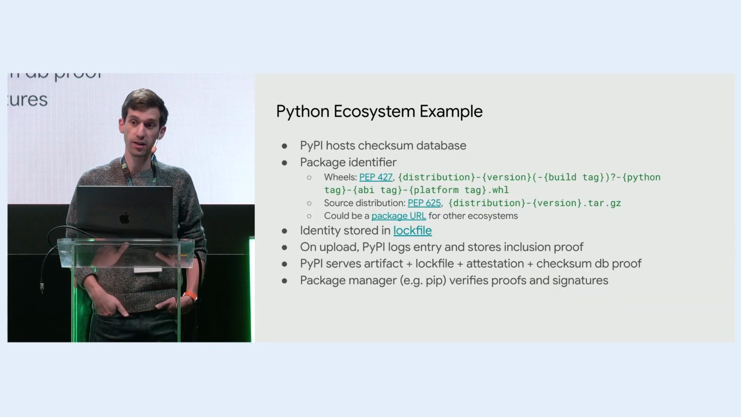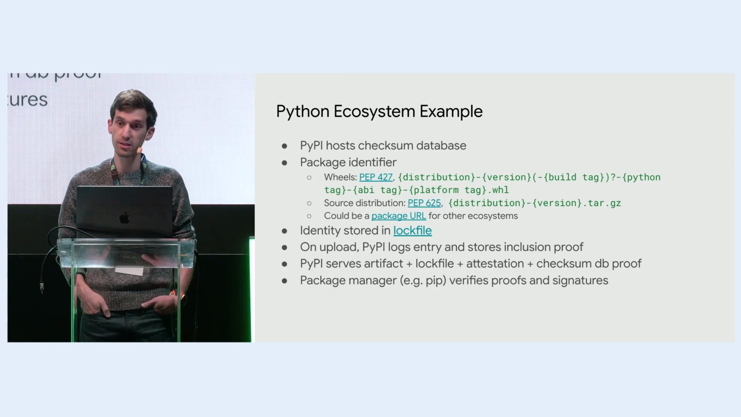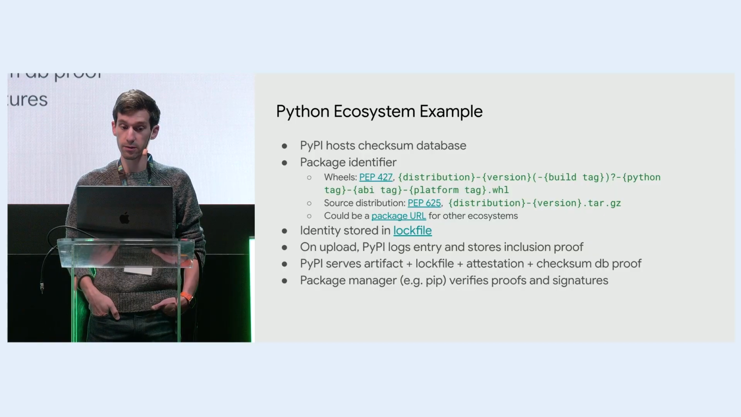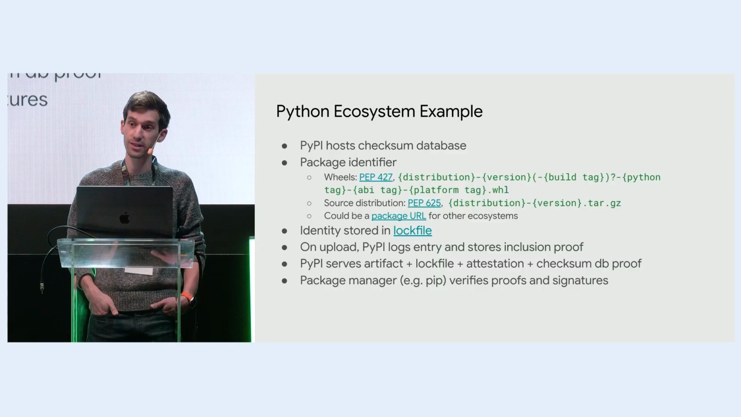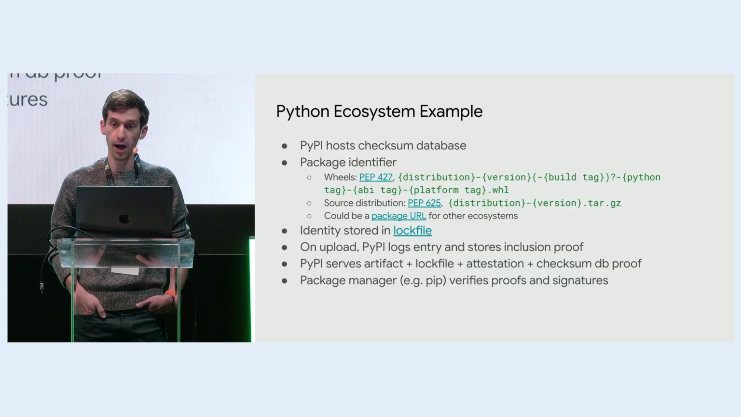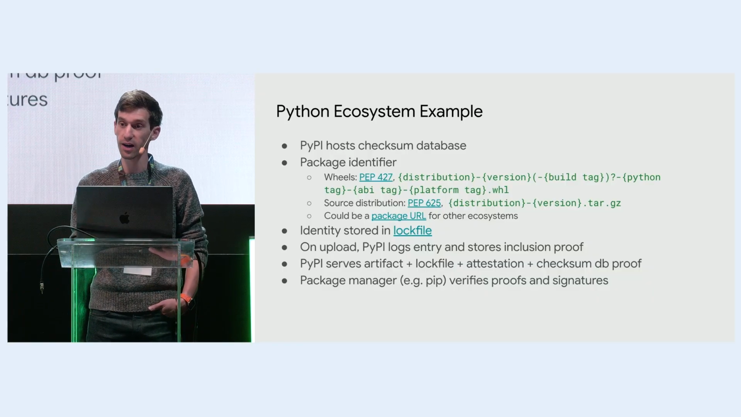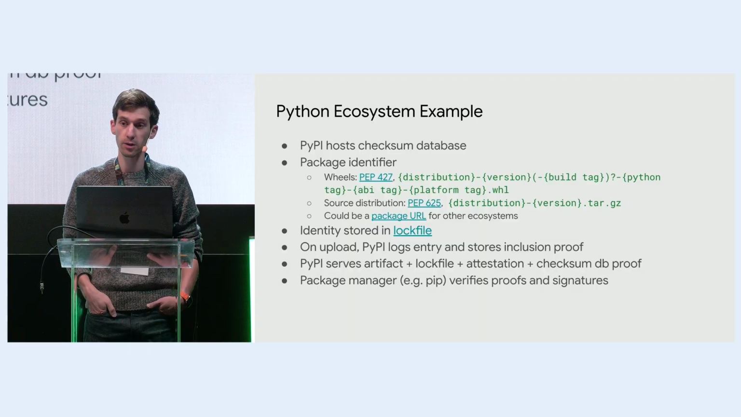So let's put all this together for a real-world example. And this is the proposal for what we'd like to add to the Python ecosystem. PyPI would host a checksum database. And the Python ecosystem already has a way to define package identifiers. So PyPI is able to host source distributions and also something called wheels, which are pre-built artifacts. There are specifications that define unique identifiers for these. So we'll use those for what gets uploaded to the checksum database.